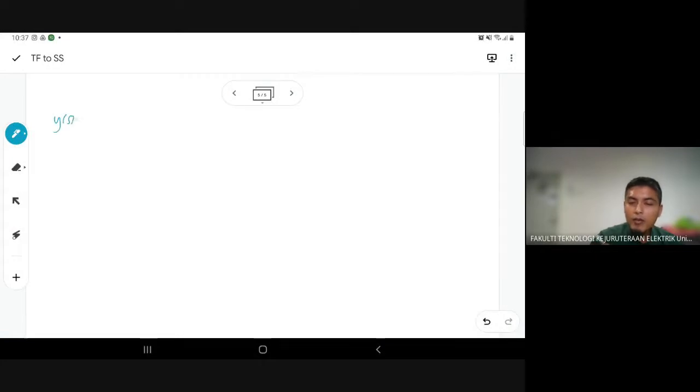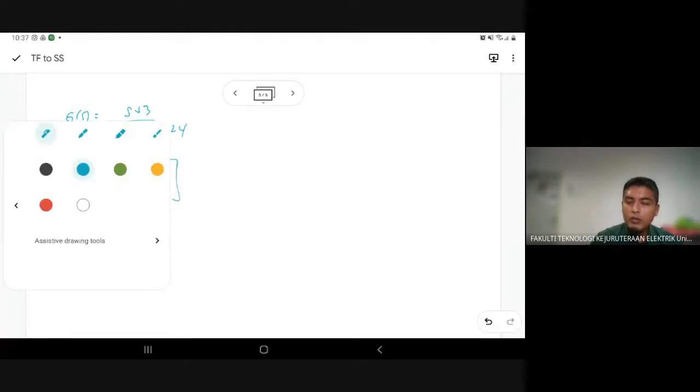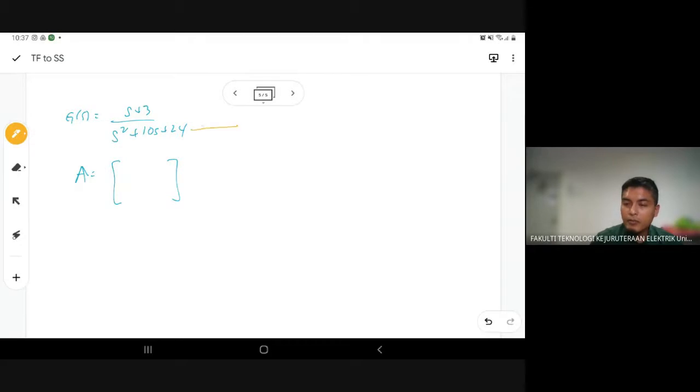So in conclusion, we look at the question again. The transfer function G(s) equals s plus 3 divided by s squared plus 10s plus 24. If you want to convert to the phase variable form, firstly you need to read the A matrix from here. Since this is a 2 by 2 matrix, the first row is 0, 1. After that, the first number you meet is 24, and you need to negate it. Then you meet 10, and you need to negate it as well.